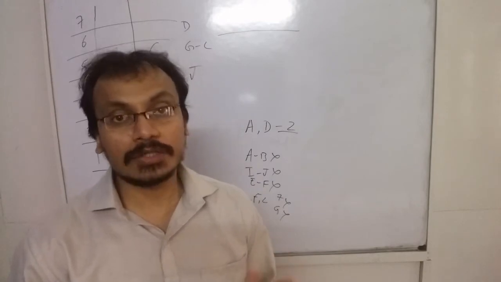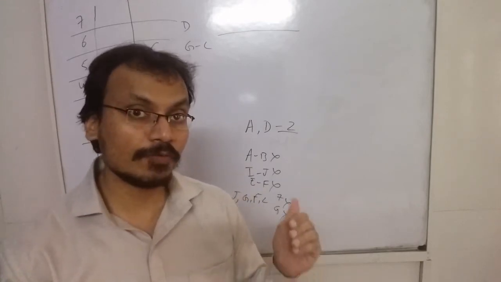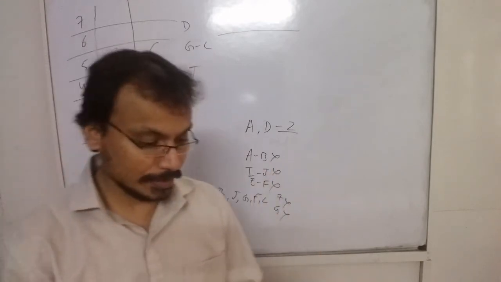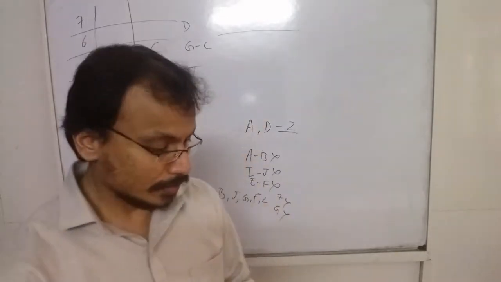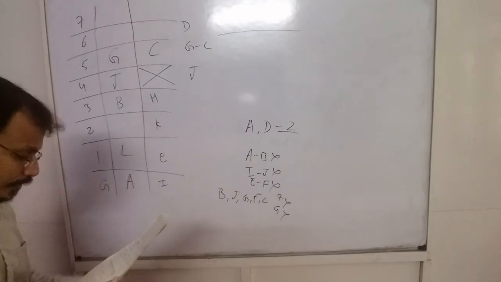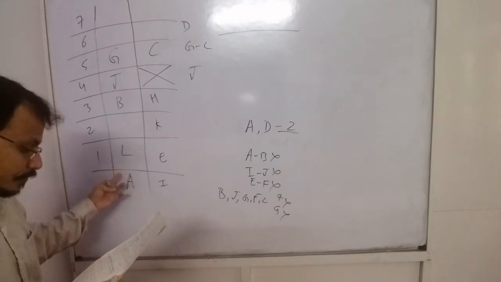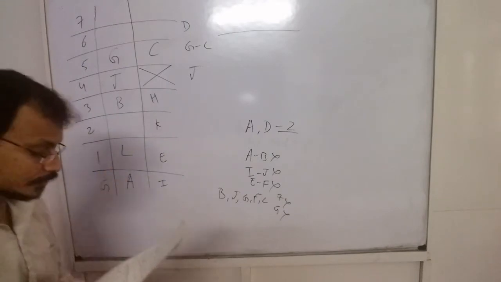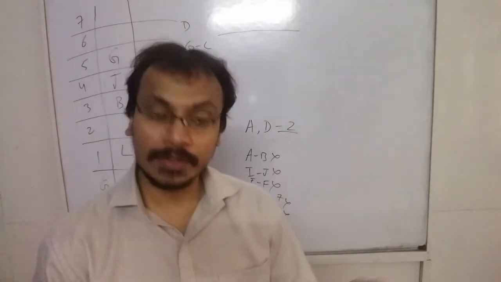Let us try to answer the questions on the basis of whatever we have drawn. The first question is, on which floor does L have a flat? L, yes, we have the answer. That is first floor and LHS. So the answer is the second one.